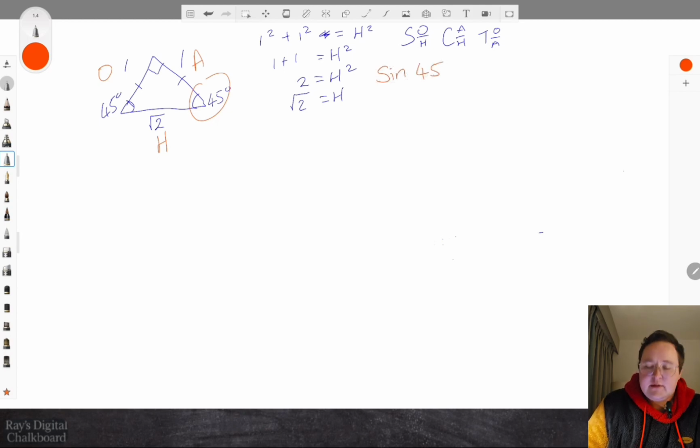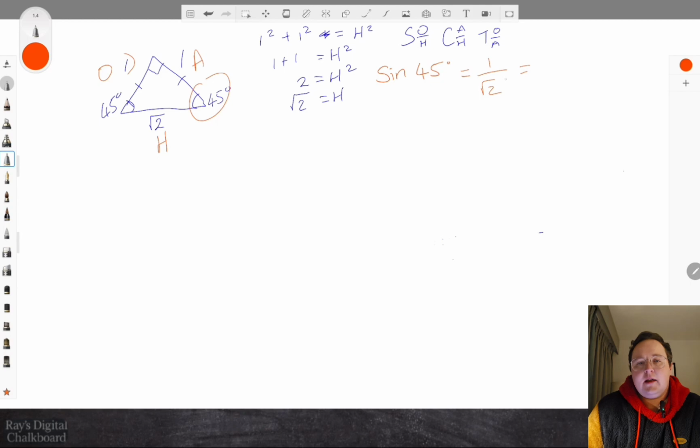So we can now go: sine 45 degrees is equal to the opposite, which is 1, over the hypotenuse, which is root 2. And we can rationalize the denominator there by multiplying through by root 2, which is the standard way of writing it. So we say it's root 2 over 2.